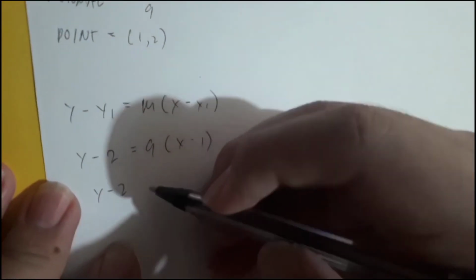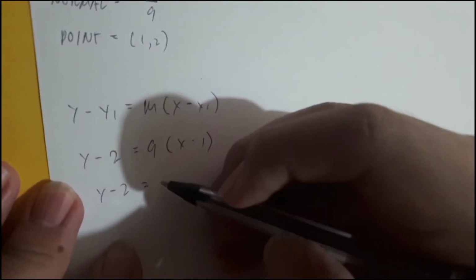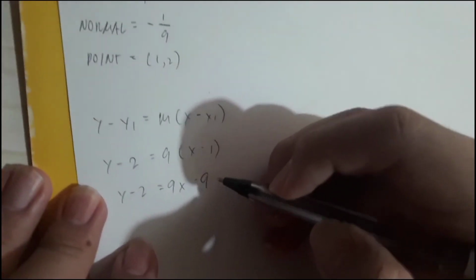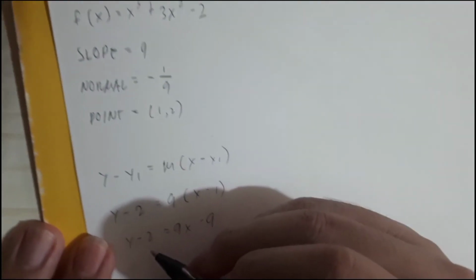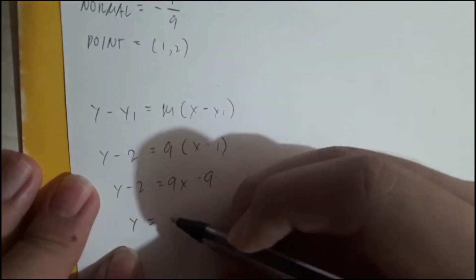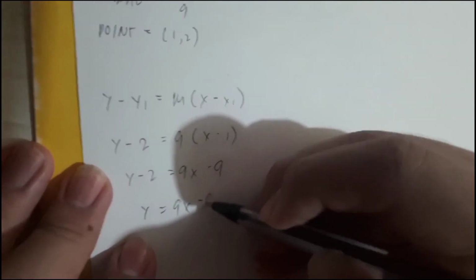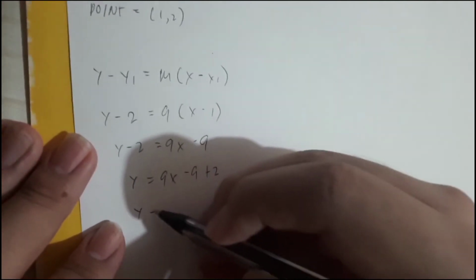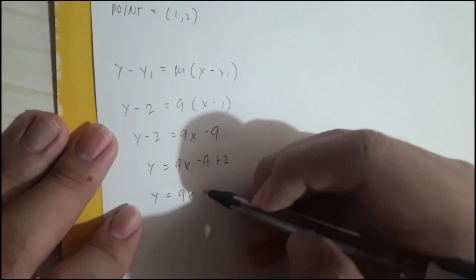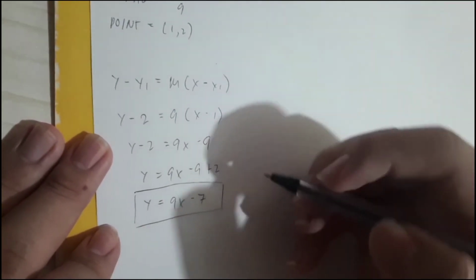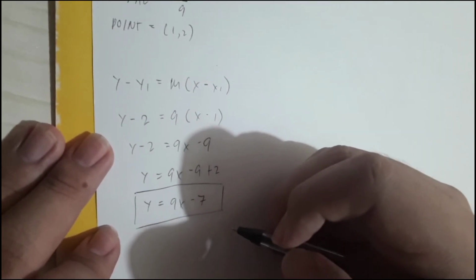Then y minus 2 equals, we will just distribute this 9, it will become 9x minus 9. And we will transpose this 2 to the right side. y equals 9x minus 9 plus 2. Combine like terms. y equals 9x minus 7. So here is our equation for the tangent line.